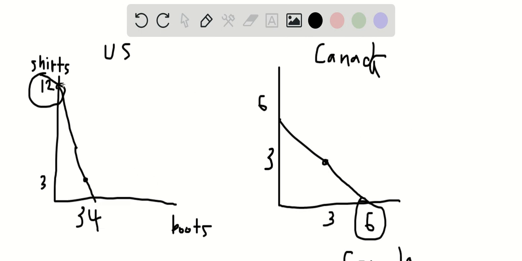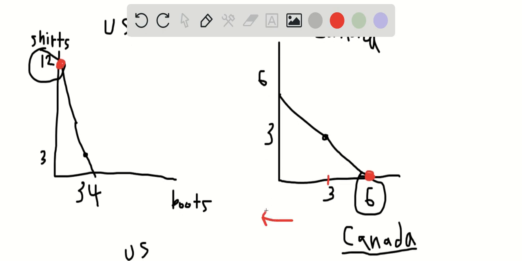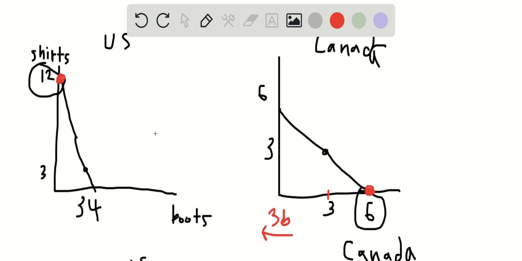Let me draw that in red. This is our starting point before we trade. We're specializing, so the US is only making shirts and Canada is only making boots. Now let's say Canada says, okay, we will make 6 boots, and we want to keep 3. So if we're keeping 3, we'll trade 3. We're trading 3 boots over to the US. So the US says, okay, if we're getting 3 boots back, that means we're staying here. But if we're trading, we want to get more shirts than we would if we didn't trade.